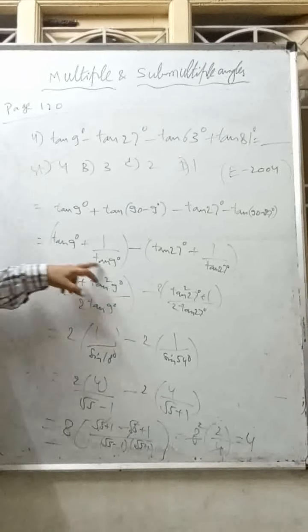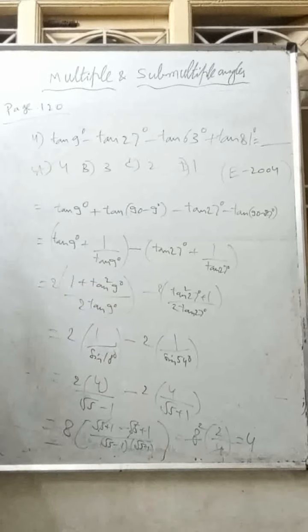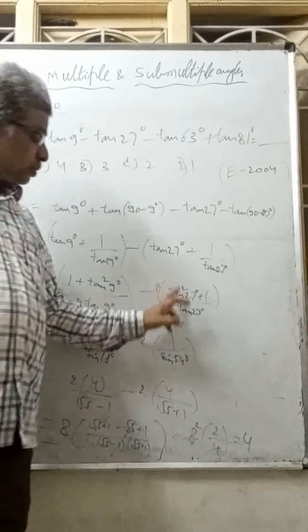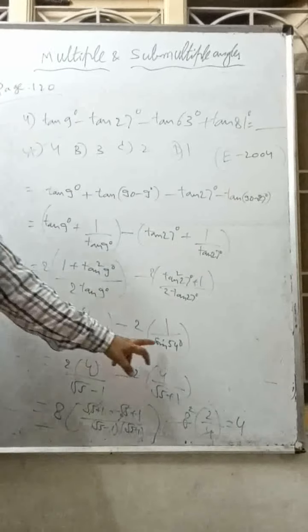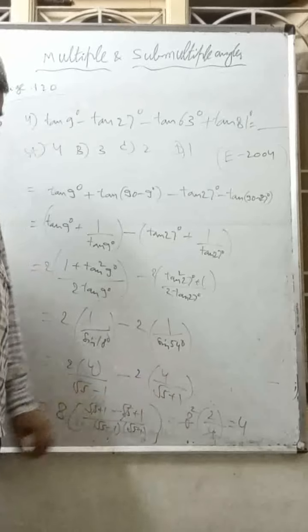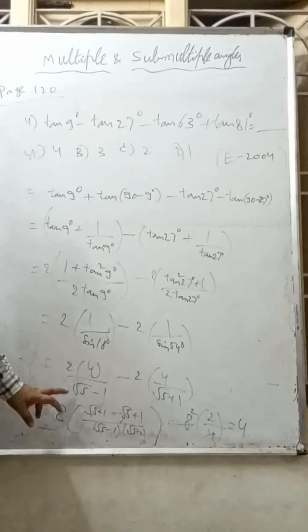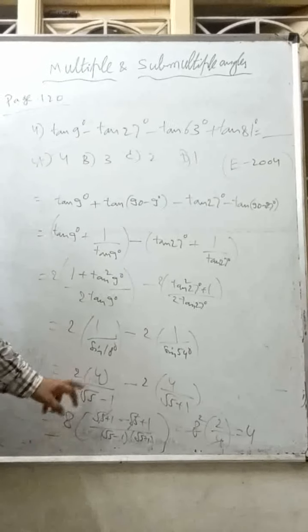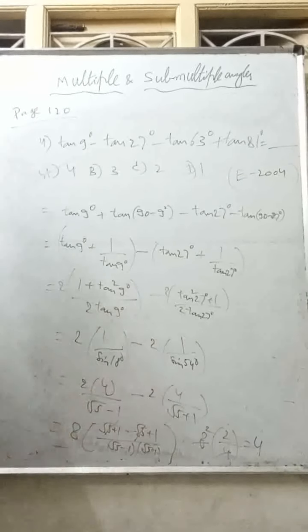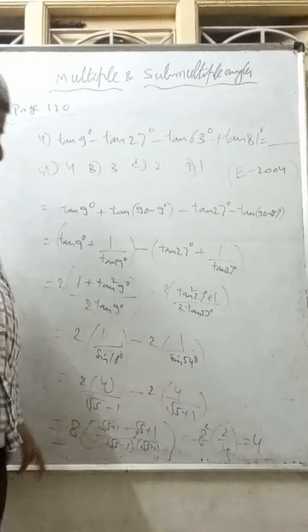So that this is 2 tan theta by 1 plus tan square theta. So 1 by sin 18. This also 2 into 1 by sin 54. Sin 54 is sin of 90 minus 36, which becomes cos 36. Cos 36 and sin 18 are one and the same, only the difference is minus. Sin 18 is root 5 minus 1 by 4. Cos 36 is root 5 plus 1 by 4. Simplifying, I got 4. So our answer is A.